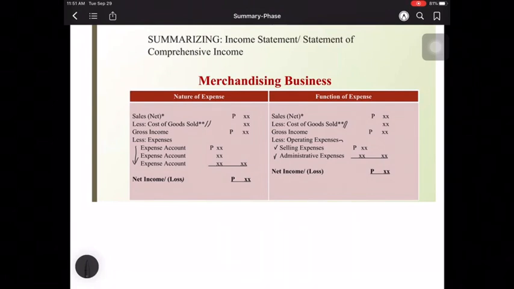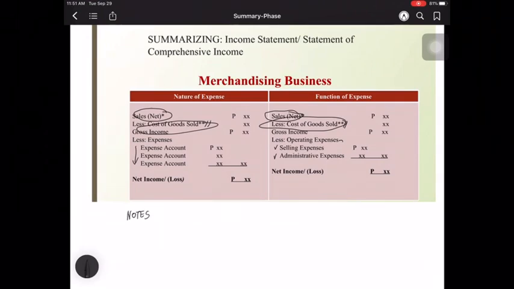All right, so we have to take note of your sales and your cost of goods sold, because they should be presented in a separate computation, which is called notes. Actually, this is one of the components of your notes to financial statements. You may be allowed to compute the net sales or the cost of goods sold directly in the income statement or the statement of comprehensive income. However, many businesses still prefer to separate the computation for the net sales and the computation for the cost of goods sold, and they are reflected as part of the notes to financial statements.